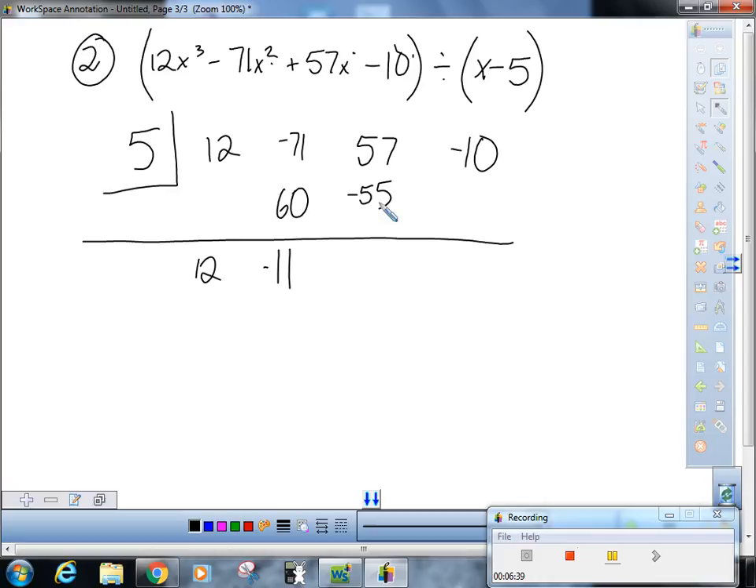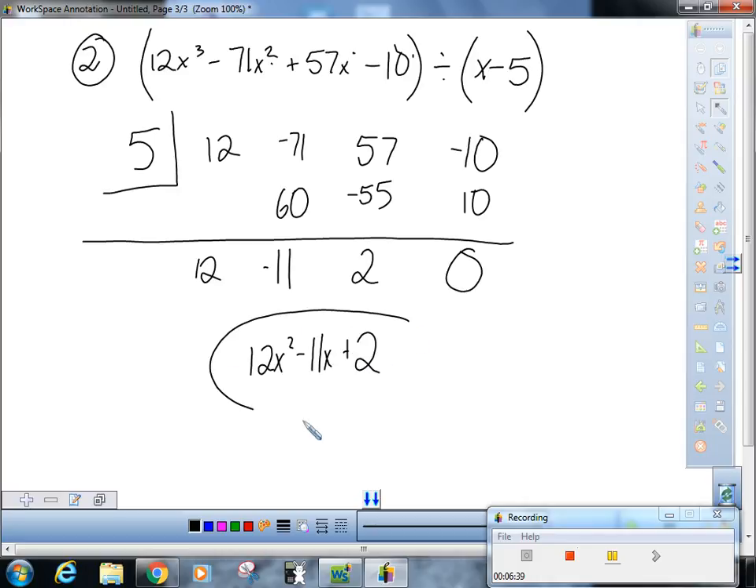57 plus negative 55 is the same thing as 57 minus 55, which is 2. 5 times 2, positive 10, negative 10 and positive 10, 0. That means we do not have a remainder, so our answer will be what? 12x squared minus 11x plus 2. Not bad, huh?